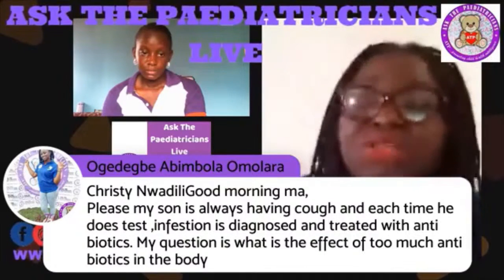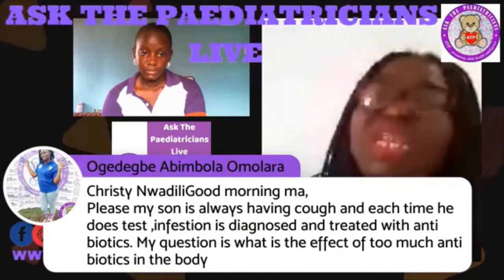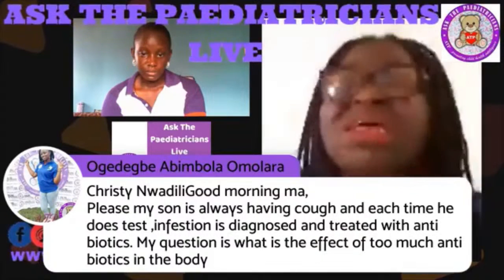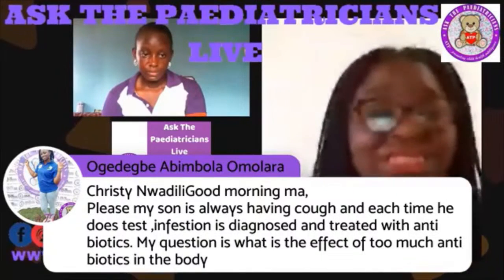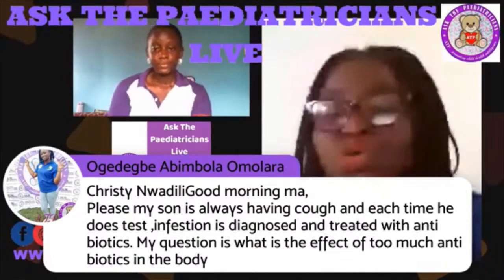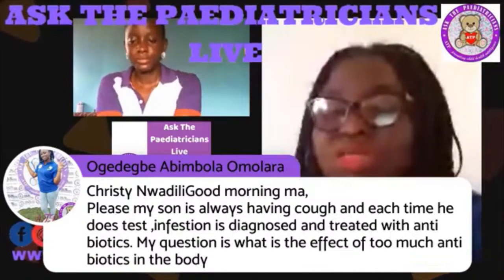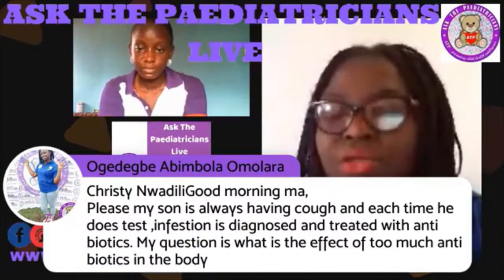So too much antibiotics will cause antibiotic resistance, which means that when your child eventually needs a particular antibiotic, the antibiotic will not be working. And if we don't have an alternative, that is like a death sentence, because that means there's no treatment for that child. So you don't really want to keep on using antibiotics all the time.